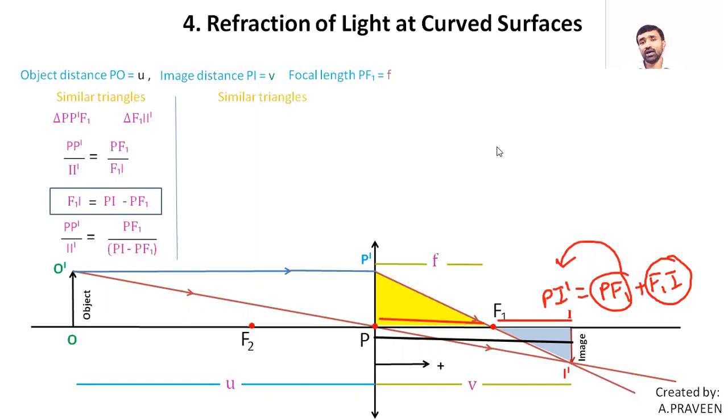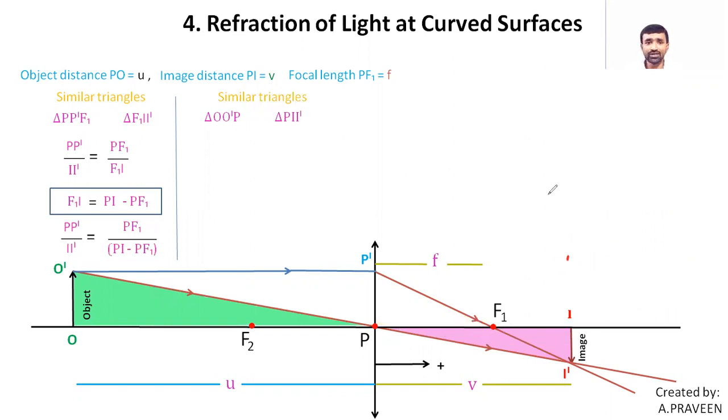Then I am using another combination of similar triangles. That is here simply O'P is similar to triangle PI'. Look at that shading. O'P is similar to triangle PI'. Right? Then following the same steps as we used in case of the first set, writing the relation O' by I' is equal to PO by PI.